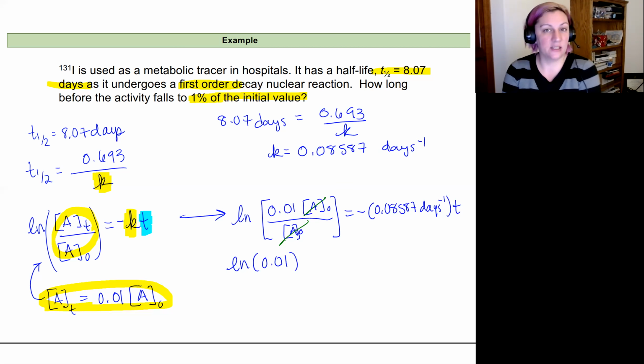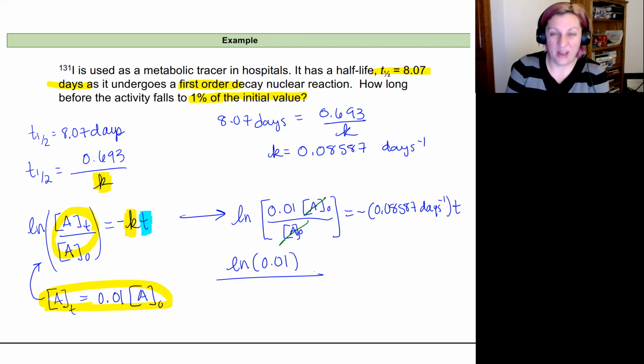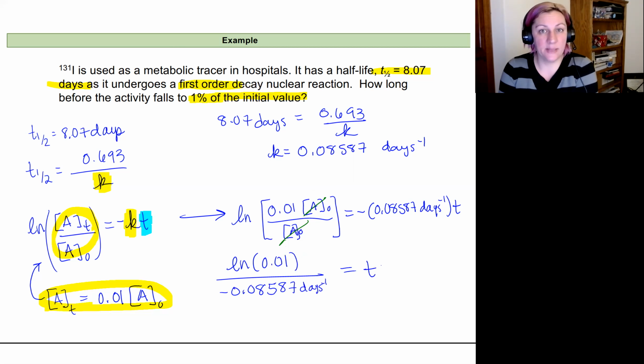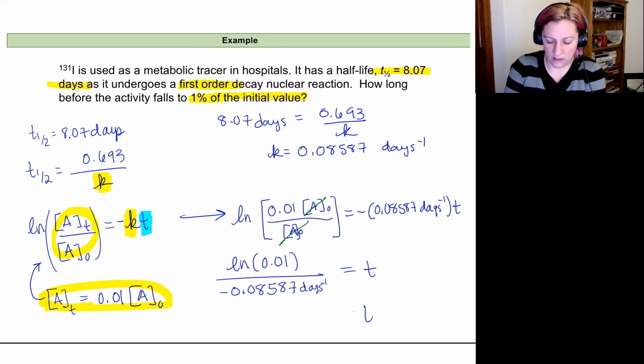And I can divide by my negative K on each side so that way I can isolate t. So I'll have the natural log of 0.01 divided by negative 0.08587 is equal to t. And now this is something I can easily plug into my calculator. And when I do that, I get a value of 53.6 days.